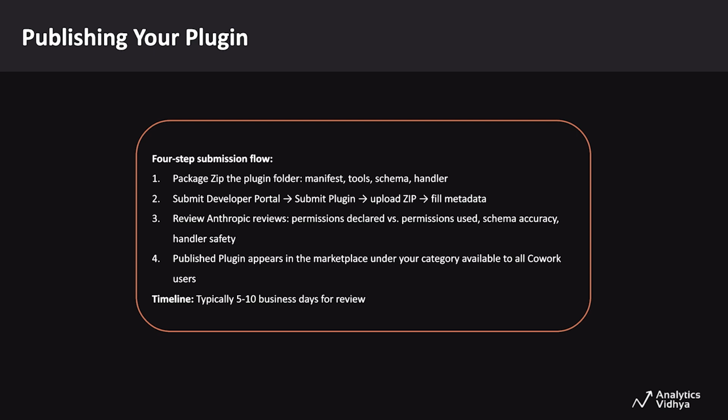Third, Anthropic's review team checks three things: that the permissions you declared in the manifest match what the code actually uses, that the schema is accurate, and that the handler does not contain anything unsafe. Fourth, once approved, your plugin appears in the marketplace. The review typically takes 5 to 10 business days, and you will receive email updates at each stage.